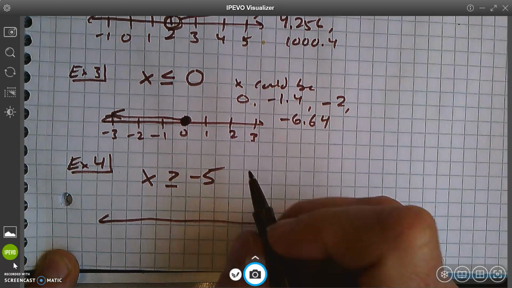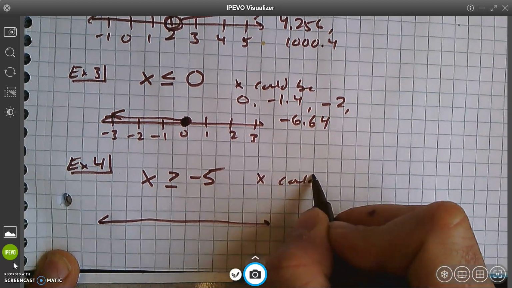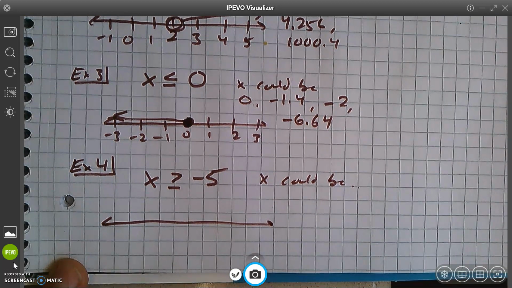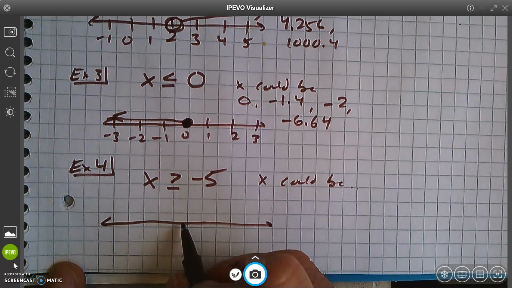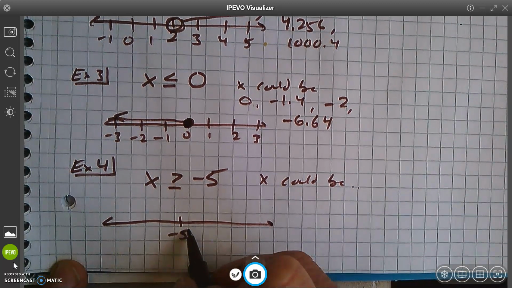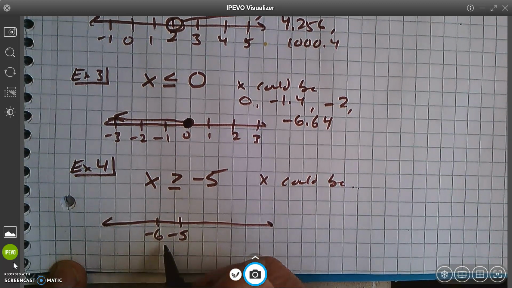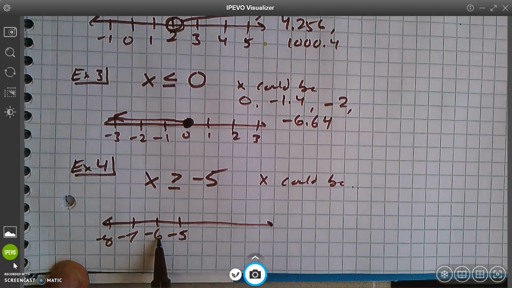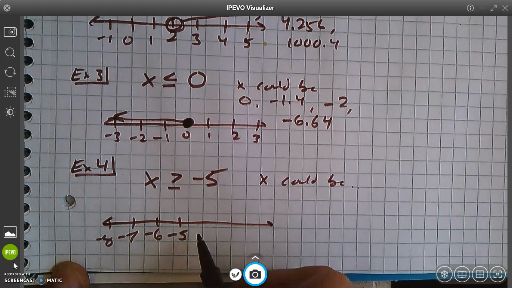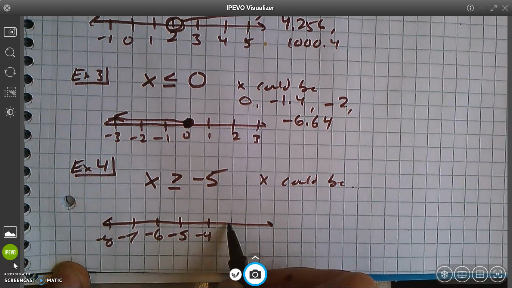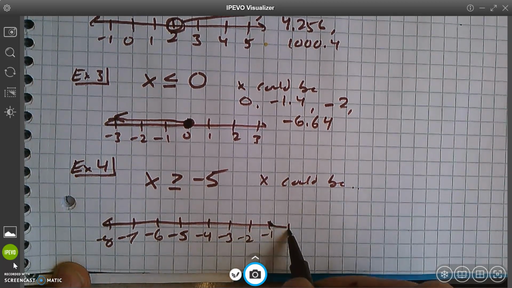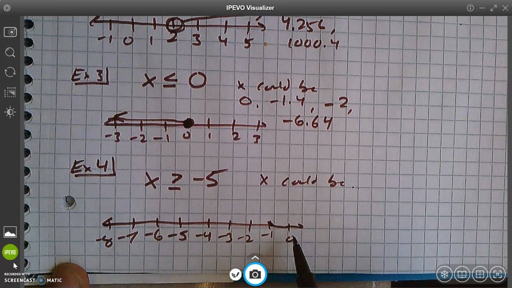All right, graph it. X could be blah, blah, blah. Go ahead. Go. All right, see what you got. So put -5 here. So less would be -6, -7, -8, because I'd rather owe $5 than owe $6, owe $7, owe $8, etc. Owing $4 is better. Owing $3 is better than that. Owing $2 is better. Owing $1 and then owing nothing is even better than that, right?